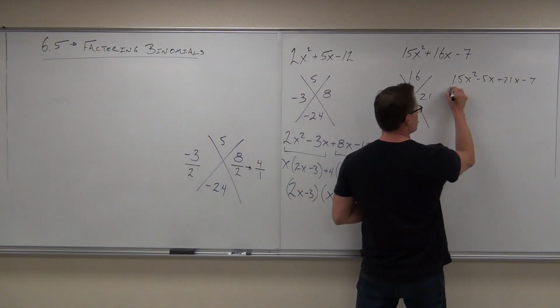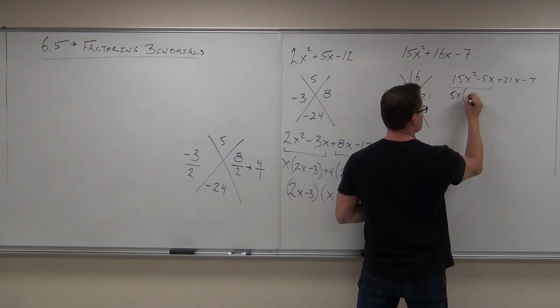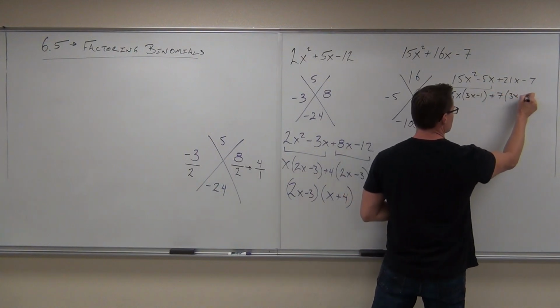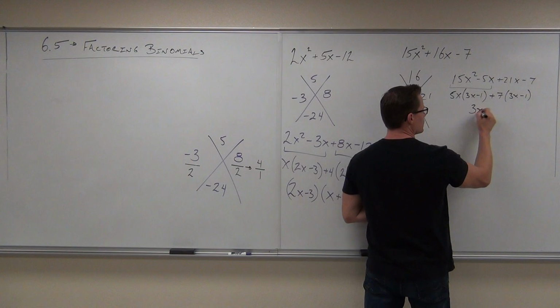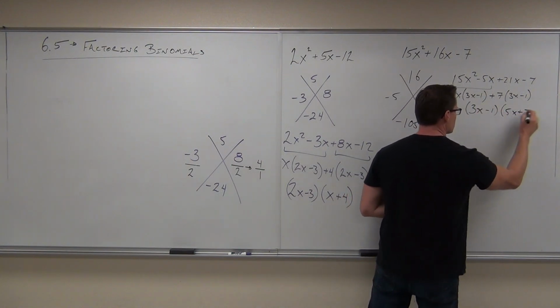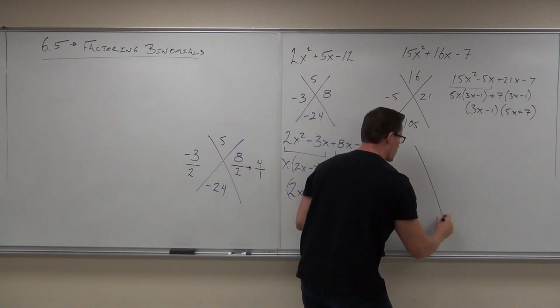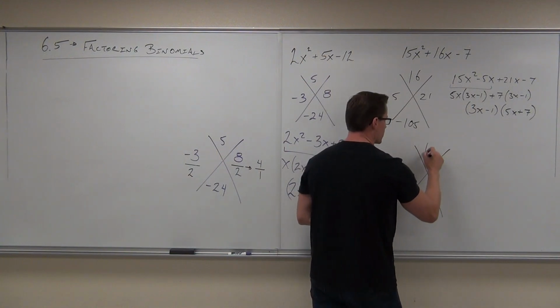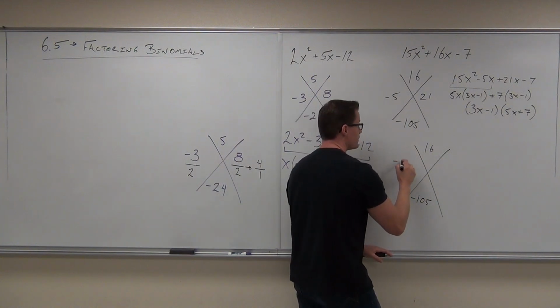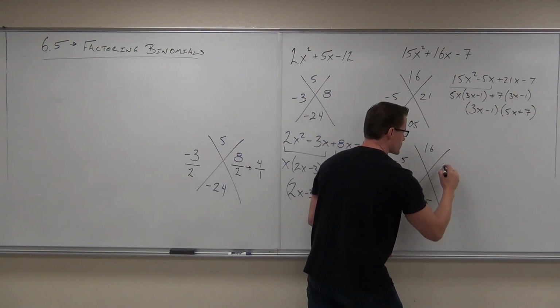Now we continue by grouping if you want to. Here's a 5x, here's 3x minus 1. Here's a plus 7, here's 3x minus 1. So clearly, we can factor that as 3x minus 1 and 5x plus 7. Now, if I start from the diamond again, I get 16, I get negative 105. You still have to find these numbers.